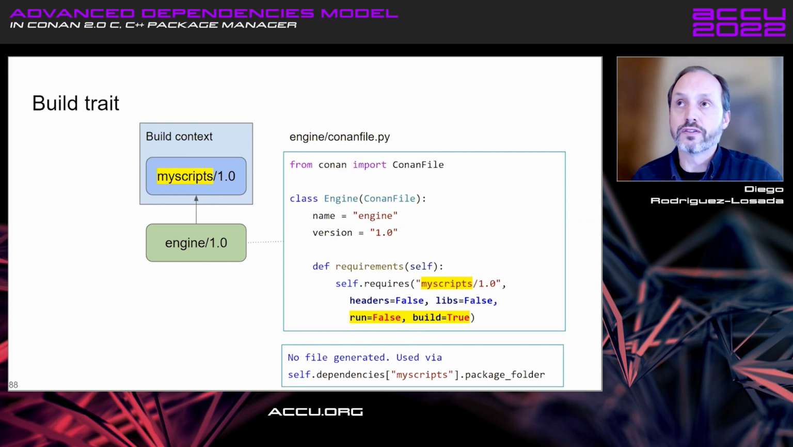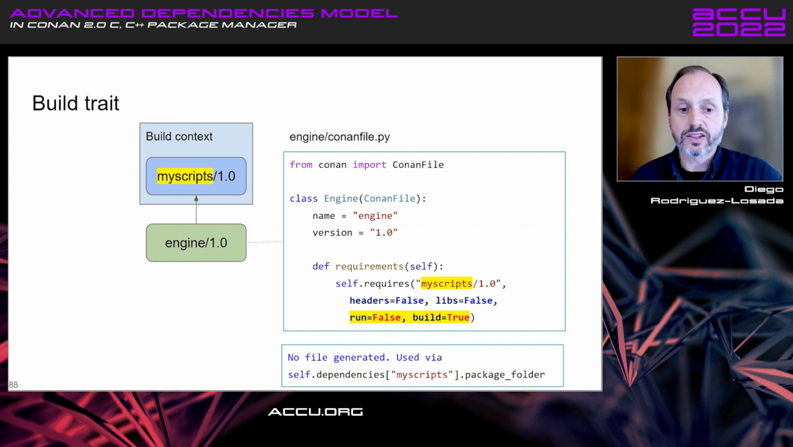And the combination of traits, run equal false and build equal true, might make sense in other cases. For example, let's say that we want to put a bunch of build scripts, utilities, maybe data, some image files that we only need at build time because they are going to be embedded in my binary. Then we don't need them at runtime, because we know that they are going to be used at build time. That means run equal false and build equal true.